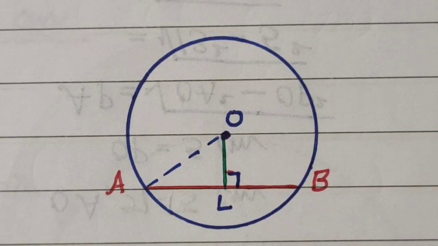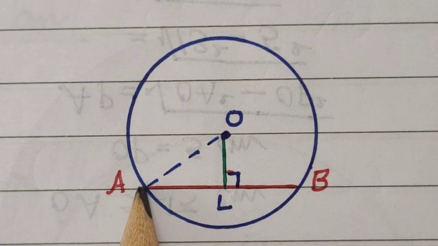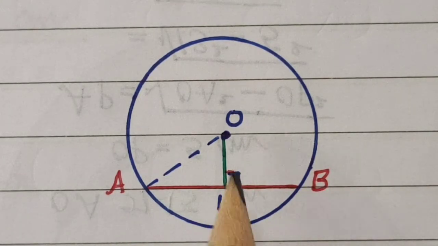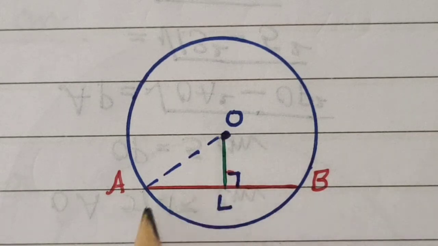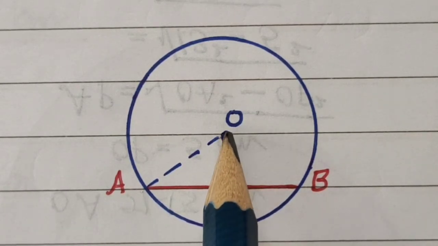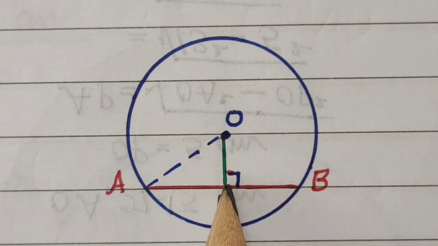A chord of length 30 centimeters is drawn in a circle of radius 17 centimeters. Find its distance from the center of the circle. The length of the chord AB is 30 centimeters. The radius of this circle is 17 centimeters. We need to find the distance between the center and the chord.